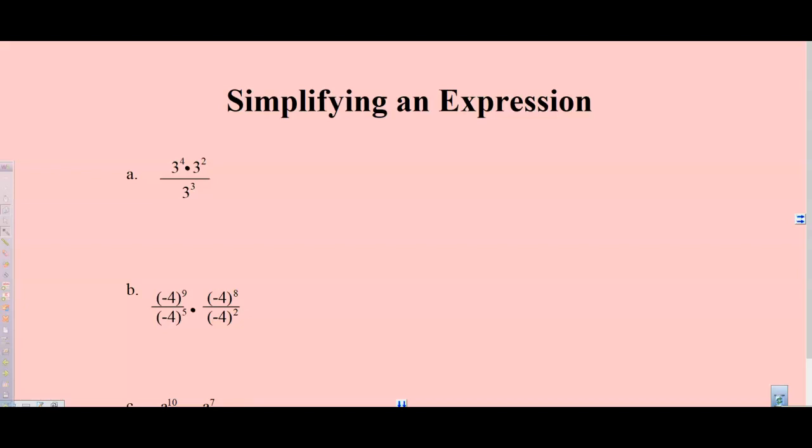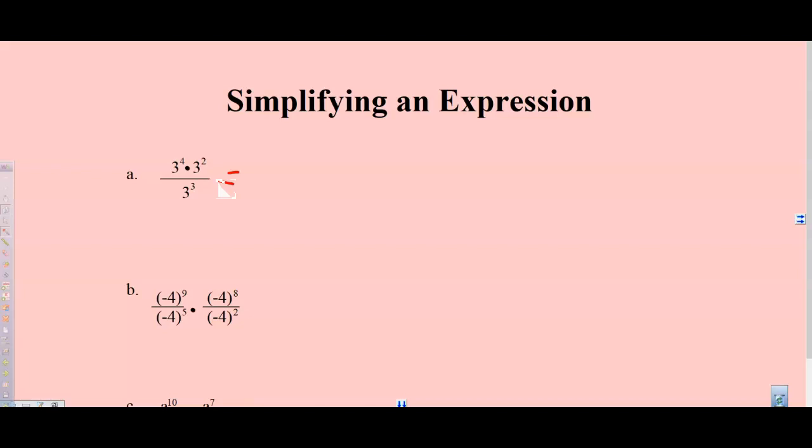Now, obviously, as with many things in math, this can get a little more complex. In these examples, we're combining what we've just learned about the quotient of powers property with our previous knowledge of the product of powers property. So, how does this work? Well, once again, I'm going to lead you back into that expanded form to really dive into what's going on. Taking a look at A, we have 3 to the 4th power times 3 squared, all divided by 3 to the third, or 3 cubed.